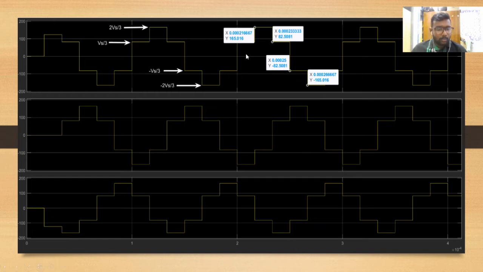This is what happened during this 180 degrees mode voltage source inverter conduction mode. These are the results that we have obtained during these simulations for the switching signal, the line voltage and the phase voltage. These are the graphs and these are the explanations and the formulas that we will be using.